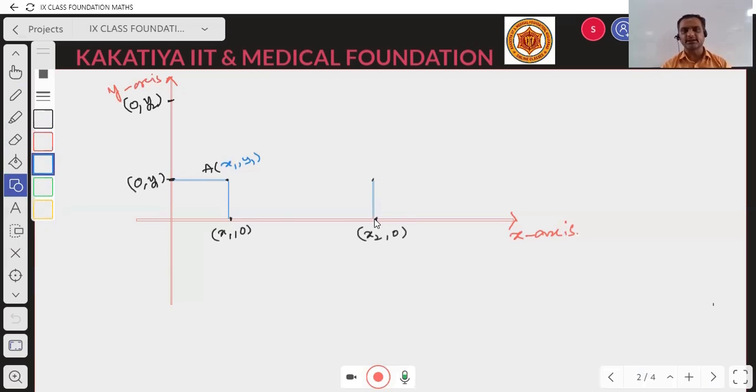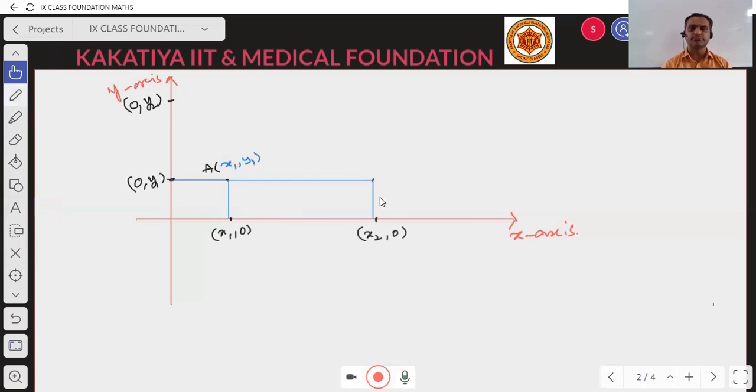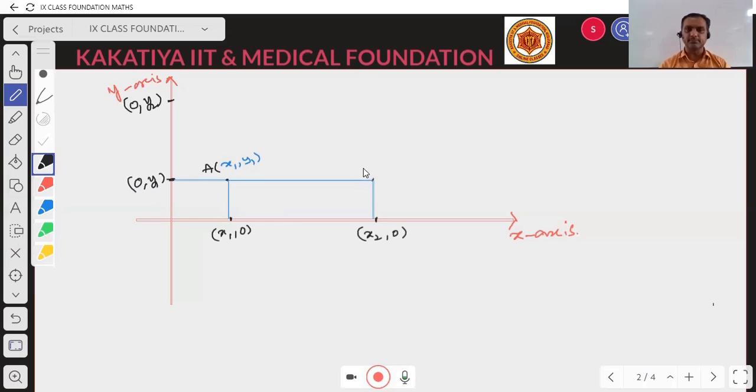It is cutting the x-axis at x2 comma 0 and the y-axis at 0 comma y1, right? So what will be its value? Let us say it is some point B, whose x value is x2 and y coordinate is y1. Is this clear now?